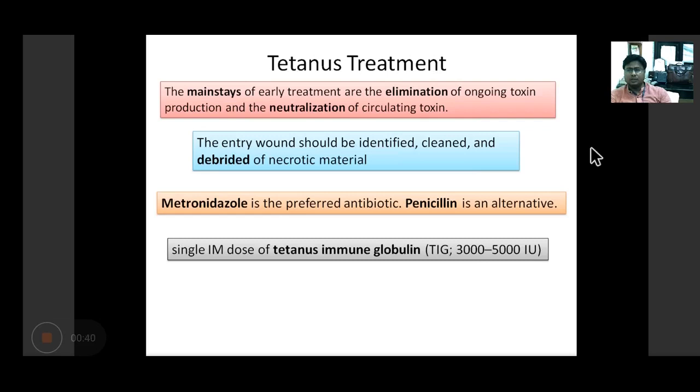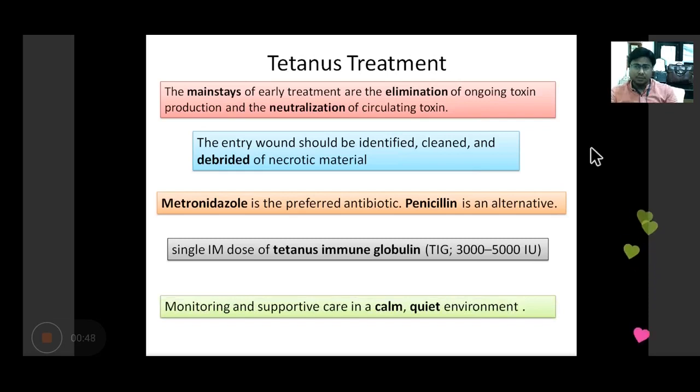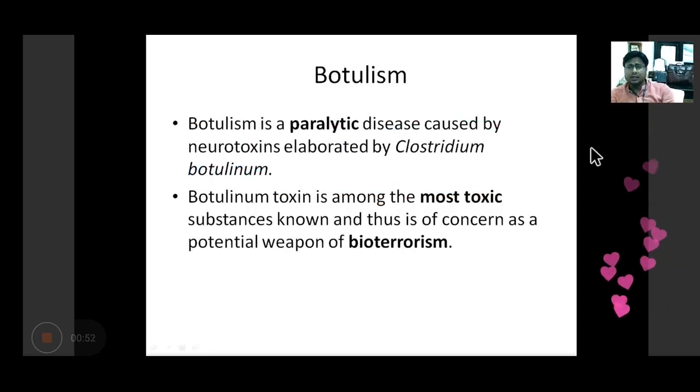metronidazole. Remember that patient having developed the signs and symptoms of tetanus. Then comes another species of Clostridium, that is Clostridium botulinum.